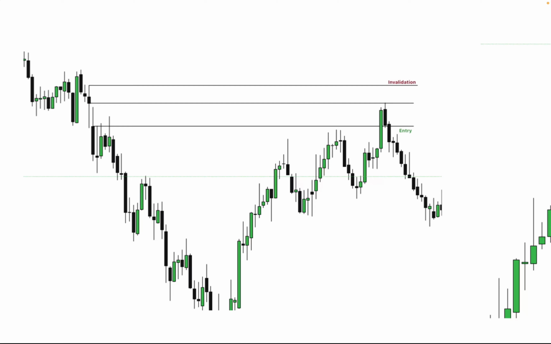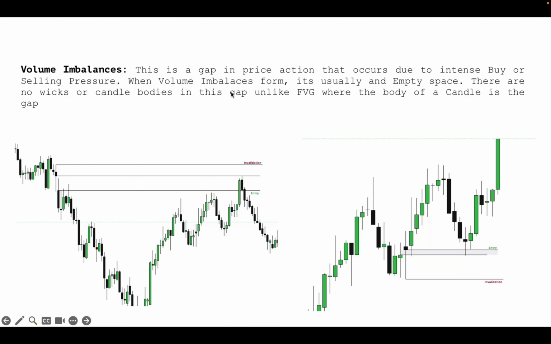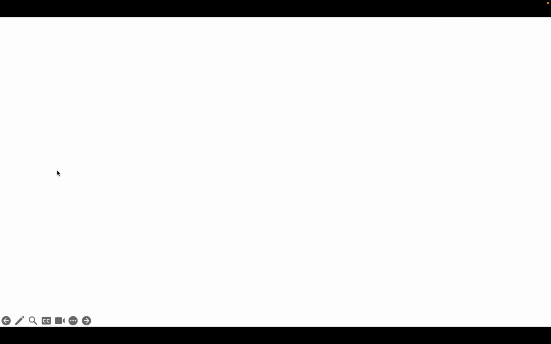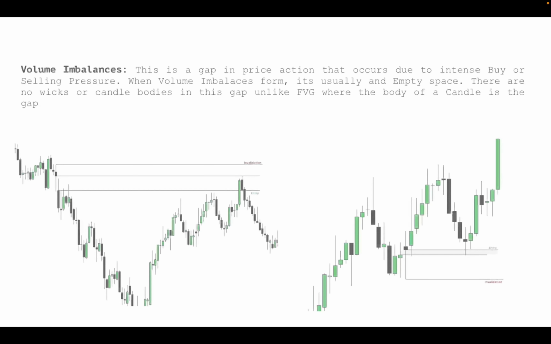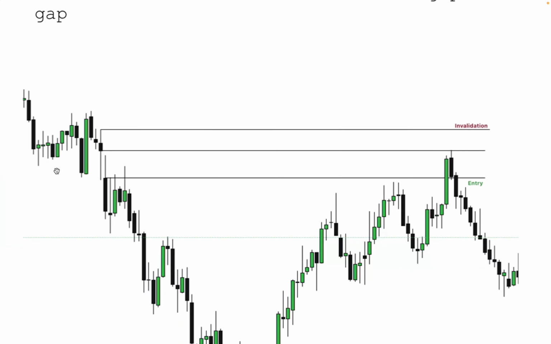Now in this chart we have a volume imbalance on the daily time frame, right? So we use it as this. The invalidation for a volume imbalance is related to that of a fair value gap. You use the high of the candle that formed as your invalidation. So this is the last candle that gave us the volume imbalance. The volume imbalance is between this candle and this candle.